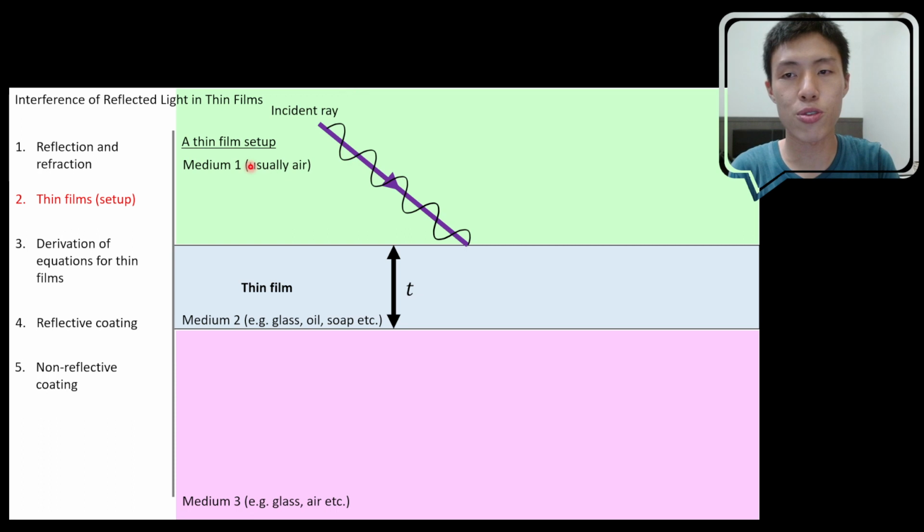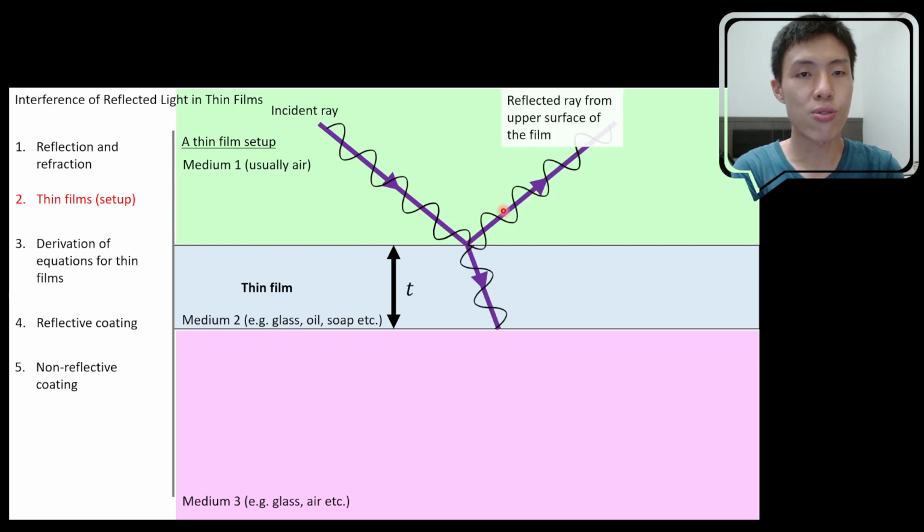This is the boundary between medium 1 and medium 2. Or you can also think of it as the upper surface of this thin film. This thin film has a finite thickness, so this boundary here will be the upper surface of the thin film. So now when the incident ray hits onto the upper surface of the thin film, we learned from just now that what will happen? There will be some amount of reflection, at the same time there will be some amount of refraction.